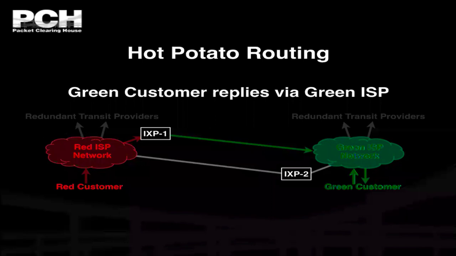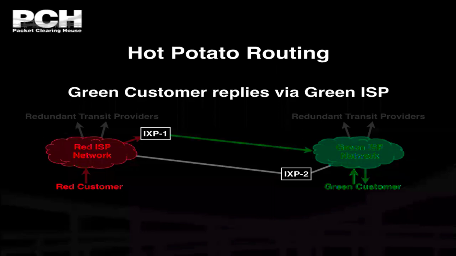And as it replies, the green customer sends his packets into the green network. The green network now is faced with the same decision that the red network was faced with just a short time ago. Do I send my traffic all the way on the long path, because that's where I received it? So it kind of does make sense for me to send it that way. Or do I send it to the internet exchange point, to the exchange that is closer to me? And he makes the same decision that the red service provider made a short time ago.